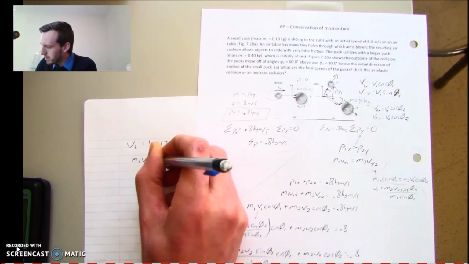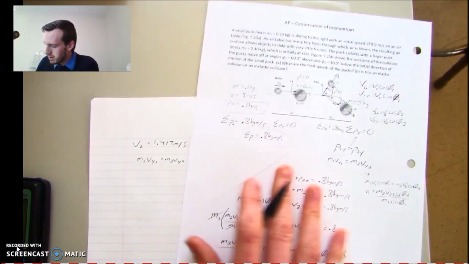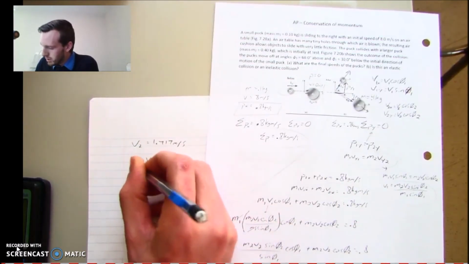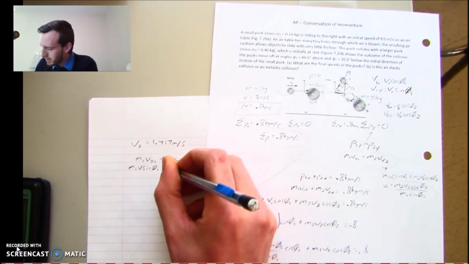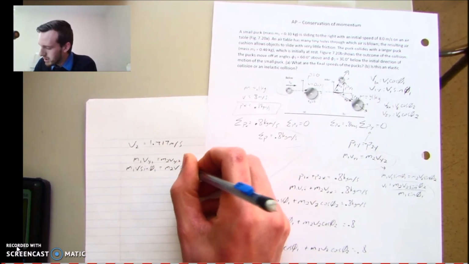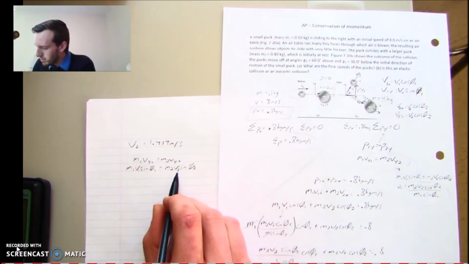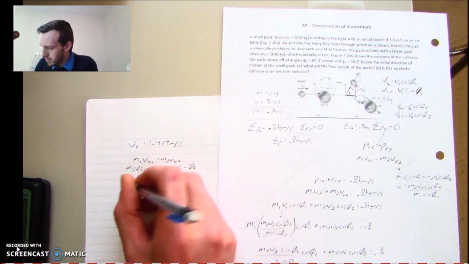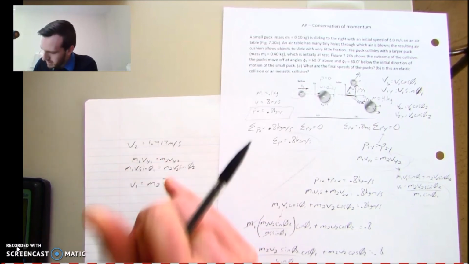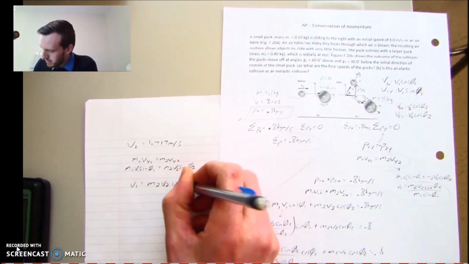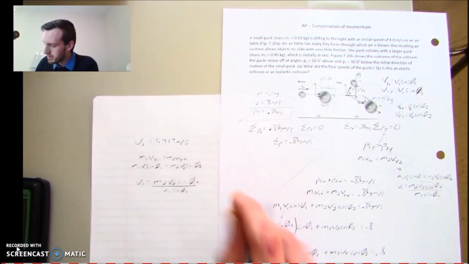M1 Vy1 equals M2 Vy2. All right, and so if we go from here, we know that M1 V1 sine of angle 1 equals M2 V2 sine of angle 2. And lo and behold, we have this V2 finally. So I'm going to solve for this V1. This V1 is equal to M2 V2 sine of angle 2 divided by, see over here, M1 sine of angle 1.